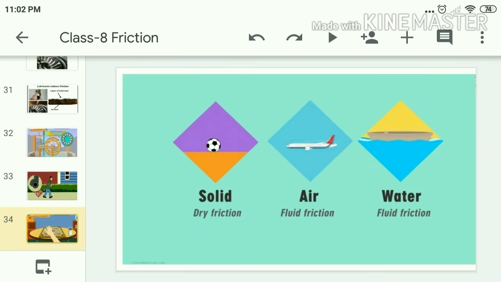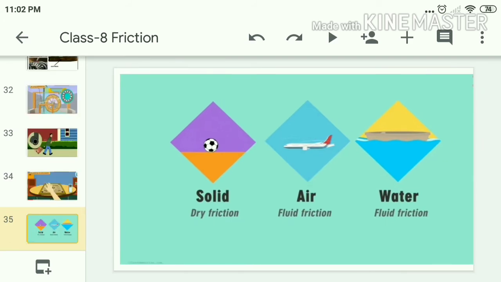So still now we observe all these frictions, whatever we are discussing, between two surfaces in contact that are solids. That means friction will develop only between solids? No, this friction will develop even between the solid and air, and solid and water also. Then what do you call this friction? This friction which is exerted by the air and water is called fluid friction.